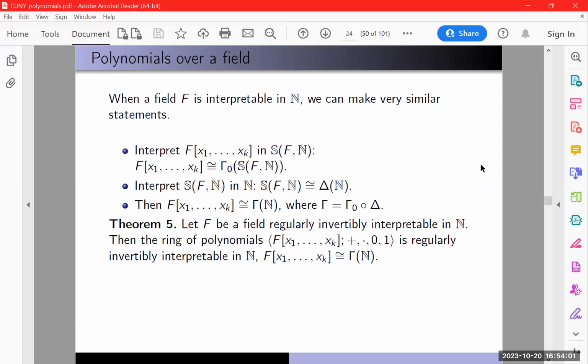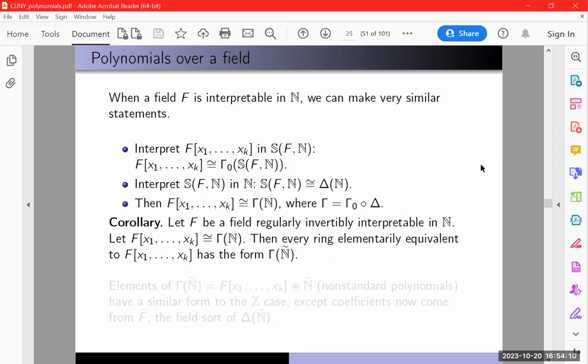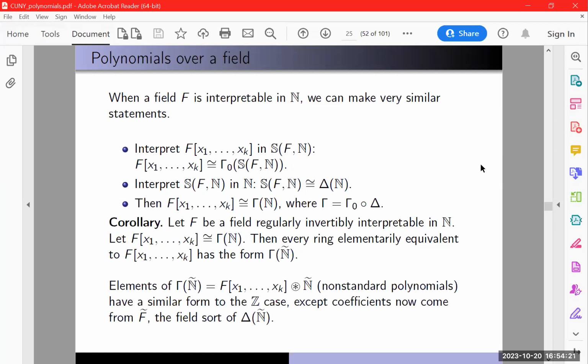So this ring of polynomials can be interpreted in the right way in natural numbers. Therefore, we again conclude that every ring elementarily equivalent to this ring of polynomials has the form gamma of N tilde, and the elements of this gamma of N tilde are the non-standard polynomials, and they work pretty much the same way that I explained about Z. The only difference is that now the coefficients are not from Z tilde, they are from F tilde, where F tilde is whatever you get when you replace N with N tilde in this interpretation.